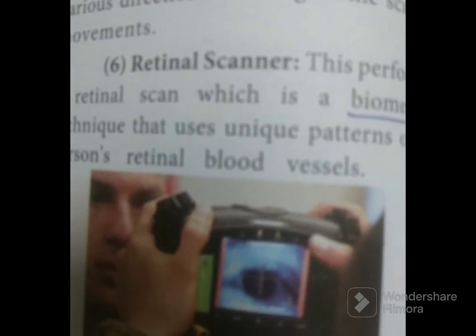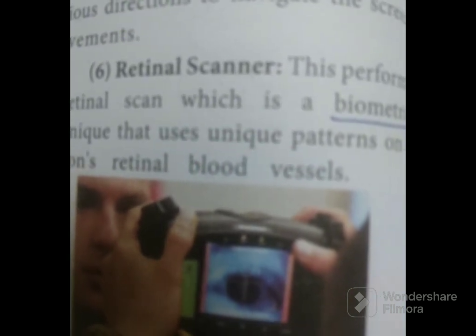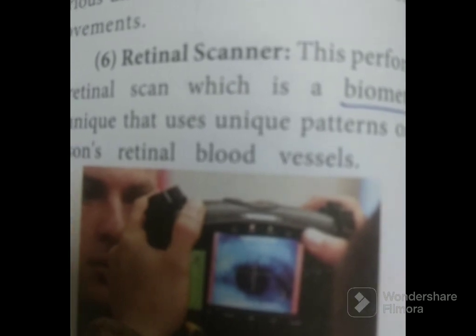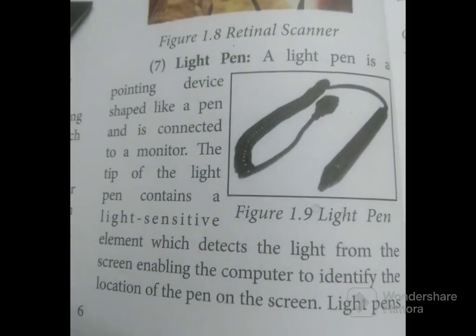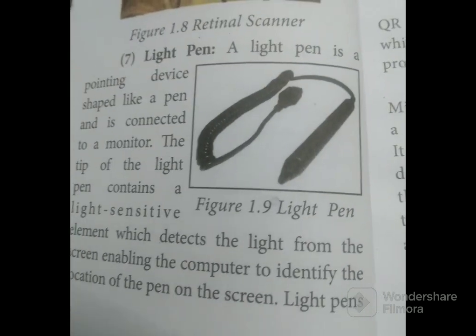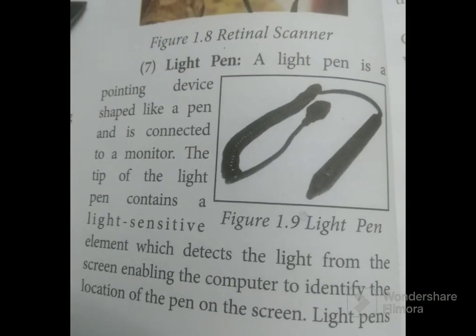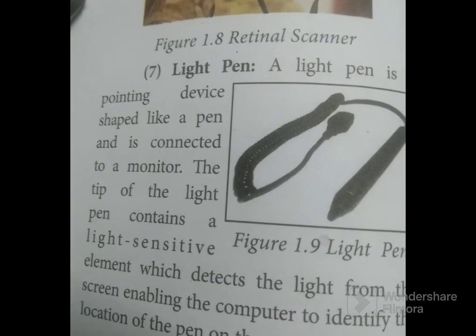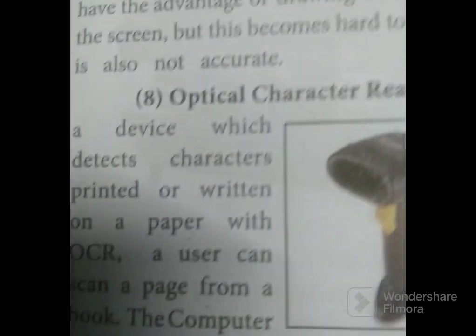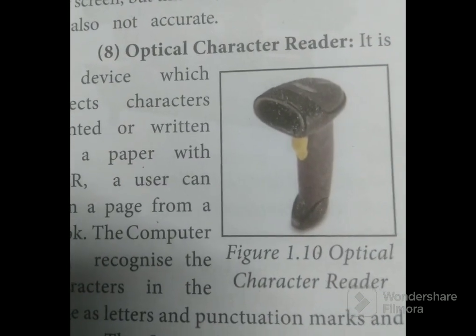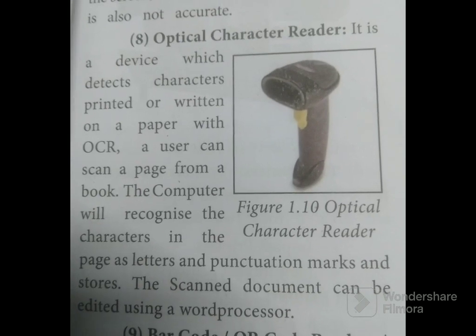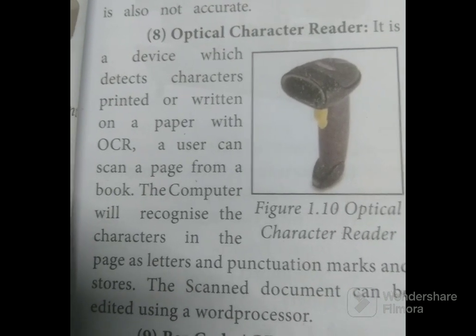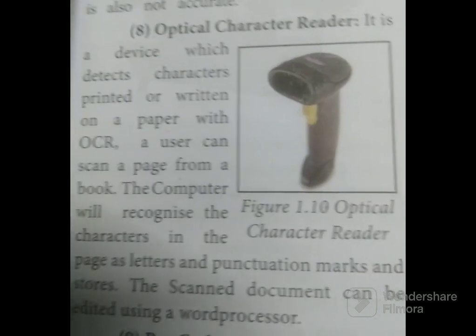The fifth one is retinal scanner. This is mainly useful for biometric purposes. Then the next one is light pen. It's a handheld light sensitive device. Next is optical character reader. This recognizes text within a digital image.